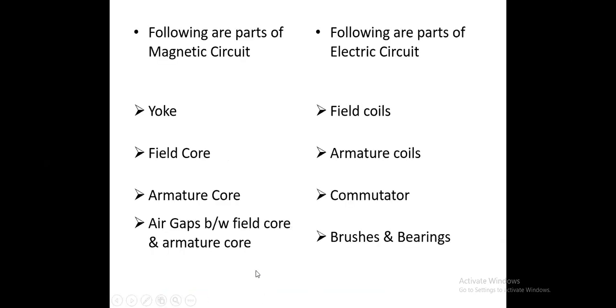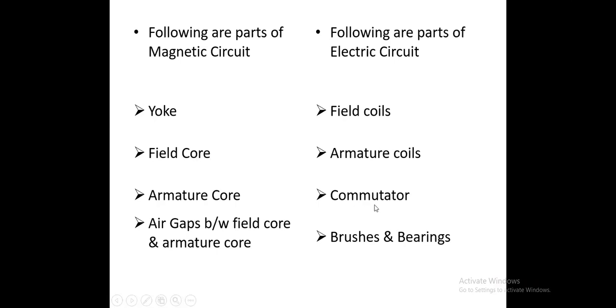Bushing and bearing, this part can also be included. The following are the parts of the magnetic circuit: the yoke, field core, armature core, and air gap between the field core and armature core. And the following are the parts of the electric circuit. These are the magnetic circuit. For comparison of the magnetic circuit and electric circuit, we place the yoke as compared to the field coils. Field core means armature core. Armature core is the electric part, and the field core is the magnetic part of the circuit.